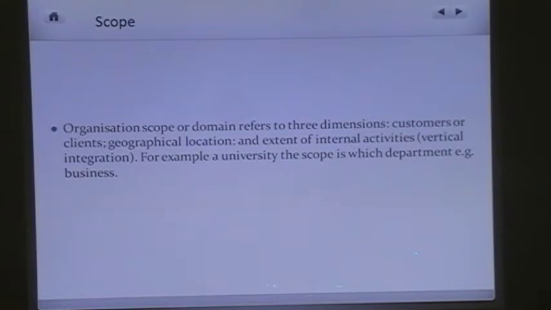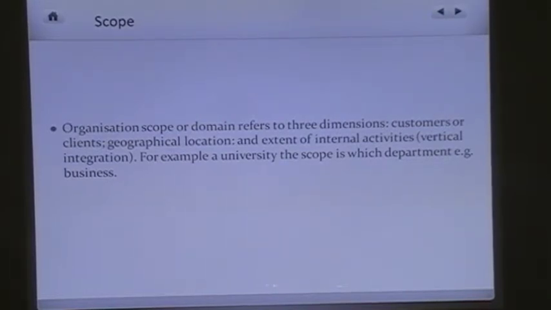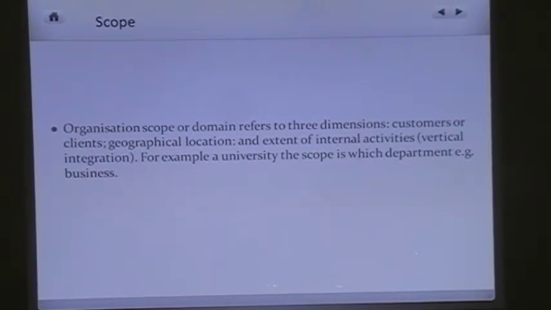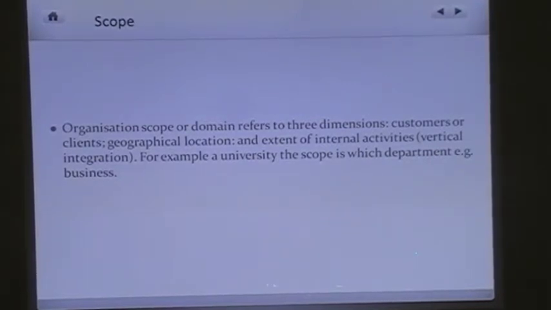A university, the scope is in which the department is business. So let's look at scope. Within a particular university, there are various departments, and within various departments, there is a business department which looks at running the business management side of courses. So scope refers to having three key dimensions, which is customers. The business department's customers are the students who are looking at studying BA Business Management. Geographical location for a university could be spread across campuses, but the business side of courses are run probably in the London campus.